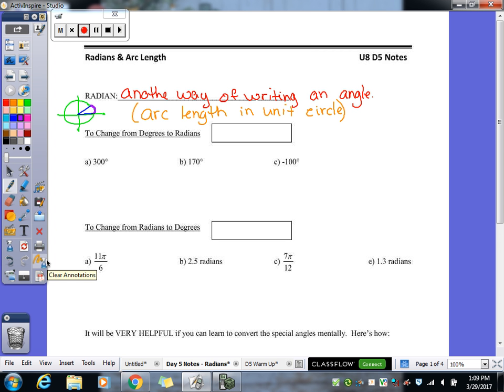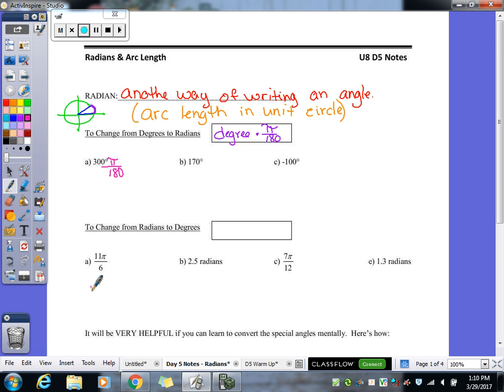So we got practice going from degrees to radians and radians to degrees. To change from degrees to radians, you do your degrees times pi over 180, where pi stays as part of your answer, unless you're told otherwise. So for letter A, I would do 300 times pi over 180.